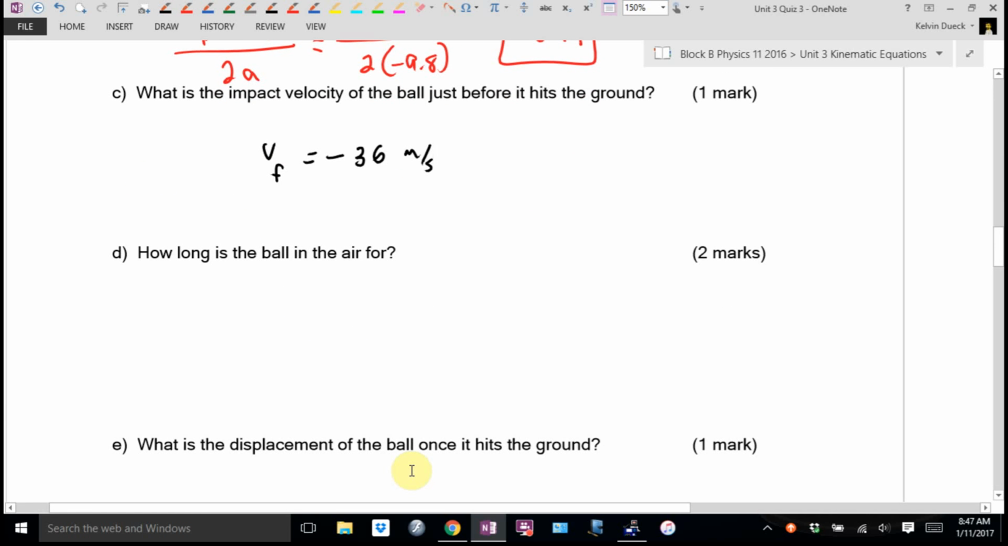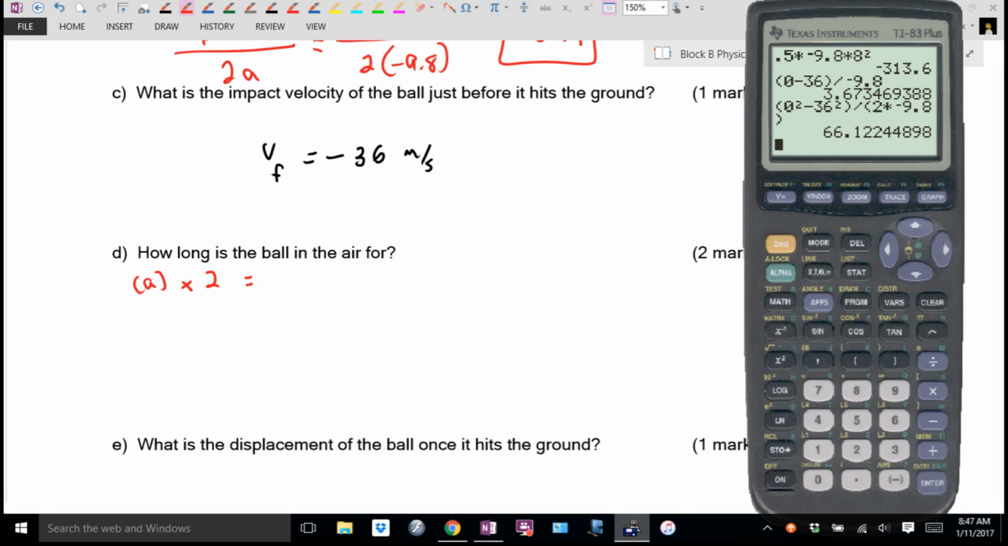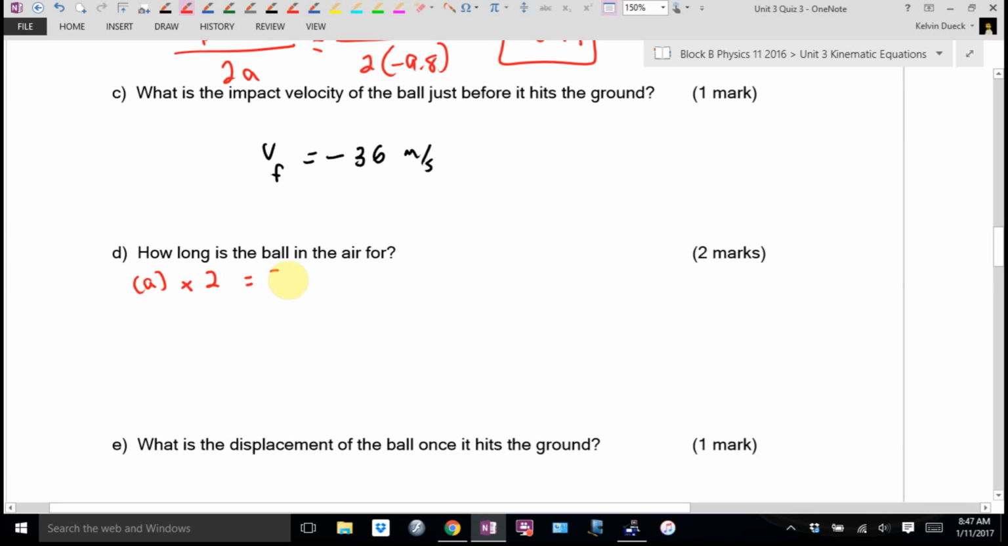How long is the ball in the air for? There's 2 ways I can find this. I can take my answer from A and times it by 2. This was my answer from A, and I would not use the 3.7 here. I would times it by 2, and I get 7.3469. I'll write 7.3 seconds.